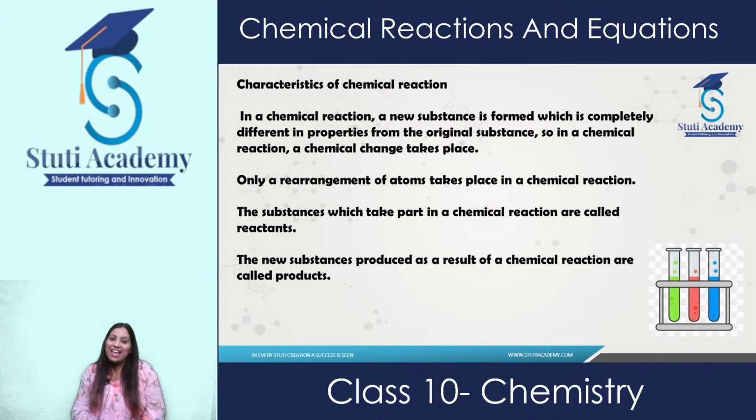Now there are certain characteristics of a chemical reaction. Whenever any chemical reaction takes place, it always results in a new substance. It always results in the formation of some new material. And the property of that new substance which is formed is entirely different from those of the initial substances. For example, when we prepare curd from milk, the property of the curd is entirely different from that of milk.